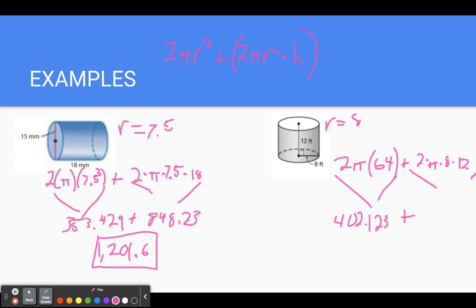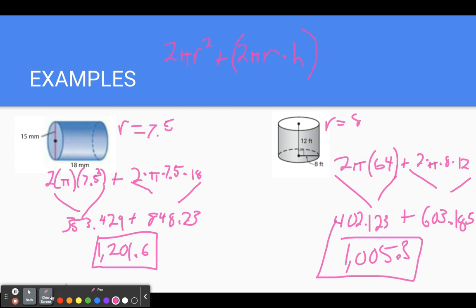Plus, and then we do this separately, 2 times pi times 8 times 12 gives us a value of 603.185. We add those two together, plus 402.123 gives us a value of 1005.3 and rounded to 3. That is your surface area of that cylinder.